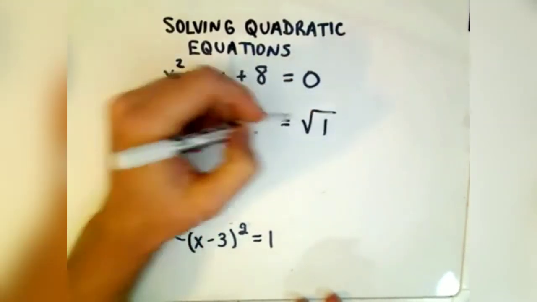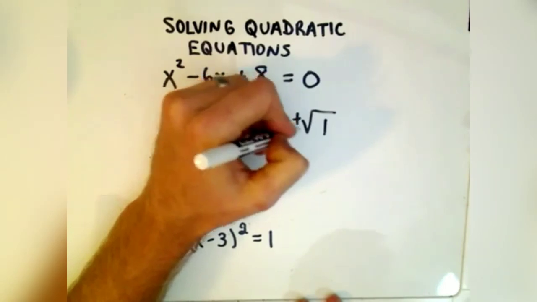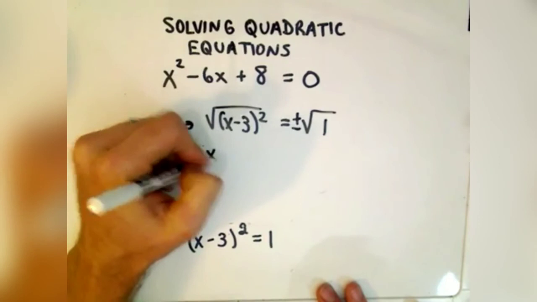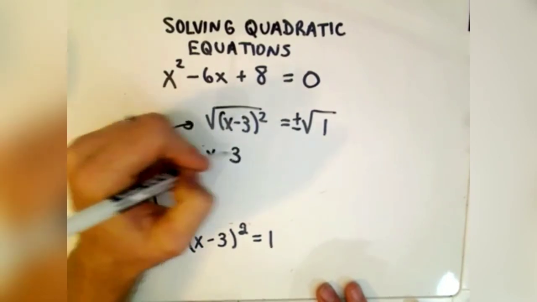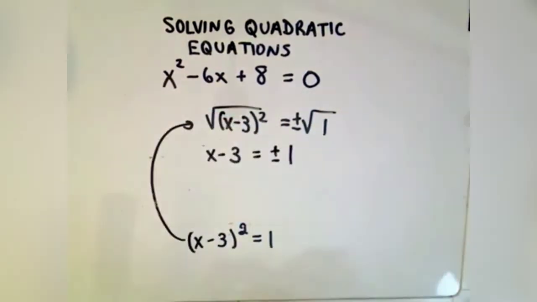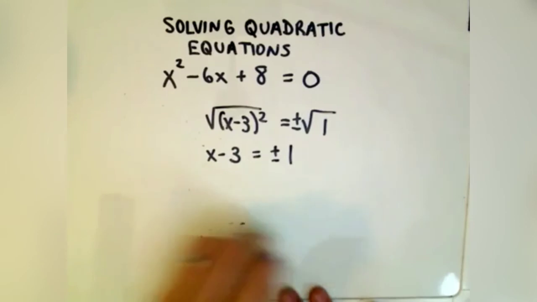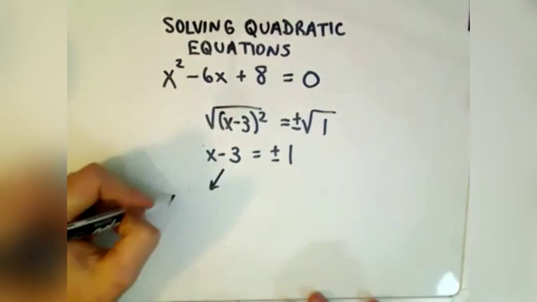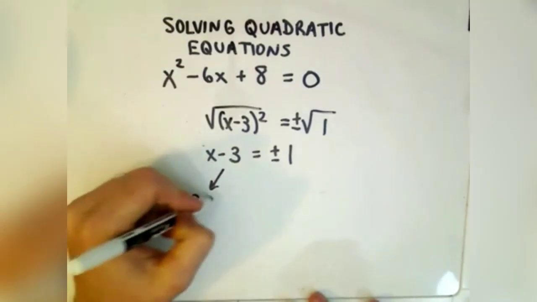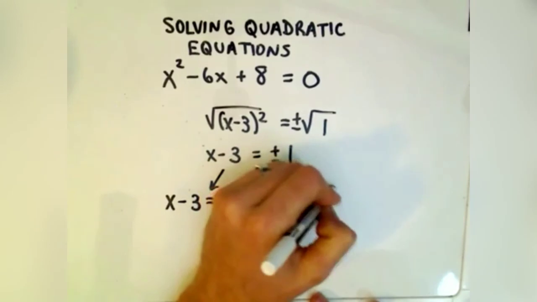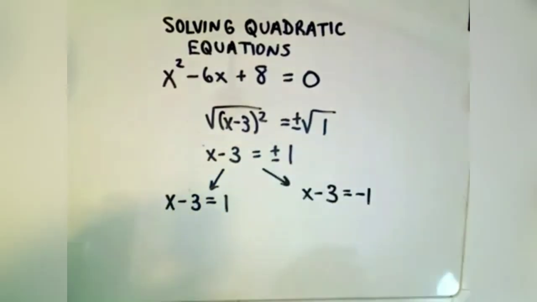Okay, so once we take square roots, we should put a positive or negative on one side. On the left, if you take the square root of a quantity squared, we'll just get the x minus 3. And this will equal either positive or negative 1. So now we get our two separate equations that we have to solve. One will be x minus 3 equals positive 1, and the other equation will be x minus 3 equals negative 1.